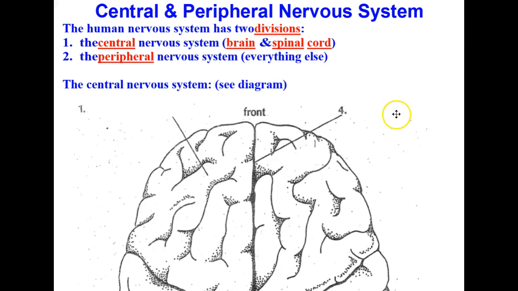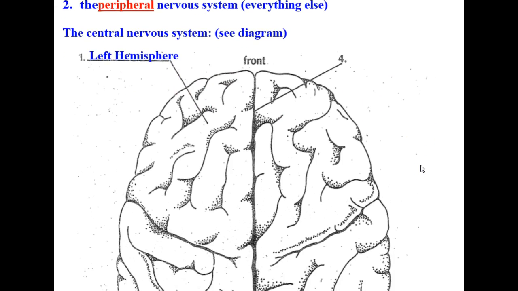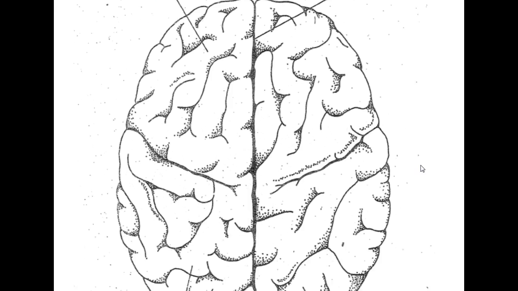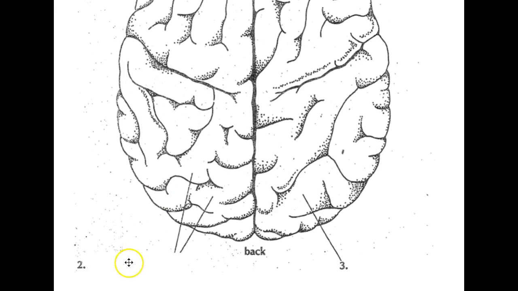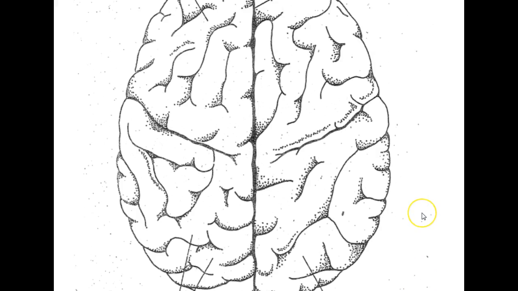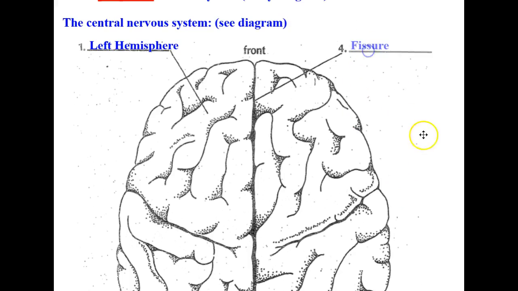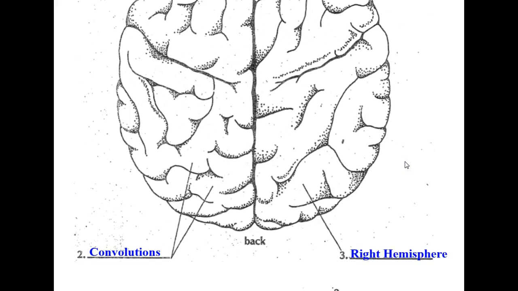Next, we're going to take a look at the brain diagram that's in your blue workbook. So if you don't have that with you, go ahead and pause and grab that. And we start with the left hemisphere. This is the brain diagram that is a top view. And then down here at number 2, we have the convolutions, which are the folds in the brain. Number 3 will be the right hemisphere. And up here, number 4 will be the fissure, the crack, if you will, between the left and right hemisphere of the brain.